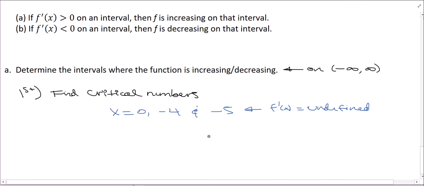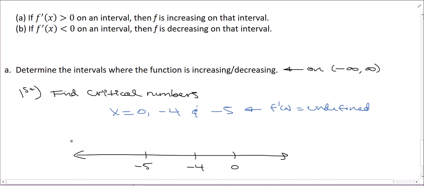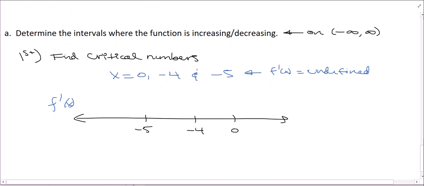And so using the first derivative test, I can split up my number line into those critical numbers. So I'm going to have -5, -4, and 0. And so we're going to test the first derivative. So f prime of x, I'm trying to see, is it positive or is it negative? And we're going to make a decision about what f is doing. Right? If the derivative is positive, then I know the function is going to be increasing.